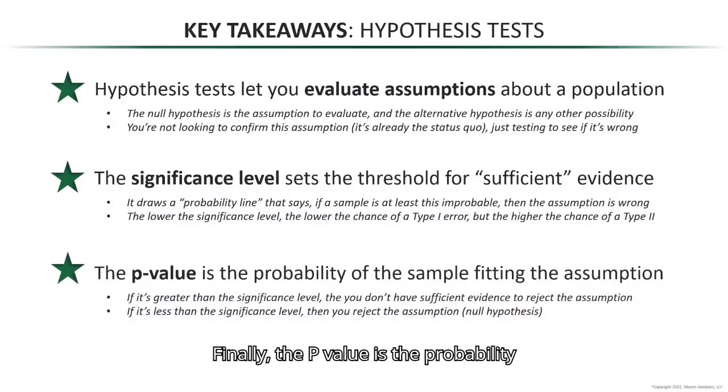Finally, the p-value is the probability of the sample fitting the assumption. So if it's greater than the significance level and it doesn't cross that probability line, well then you don't have sufficient evidence to reject the assumption or null hypothesis. So just keep doing business as usual. If it's less than the significance level though, and it does cross that probability line, well then you reject the null hypothesis and assume that the alternative is true, likely causing you to make some data-driven changes or decisions.